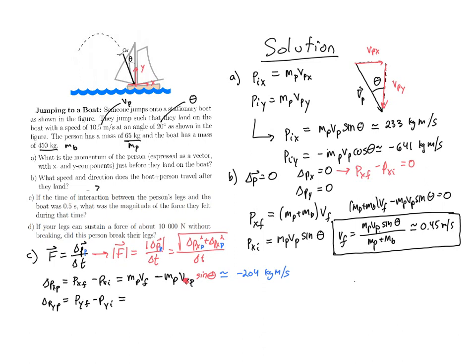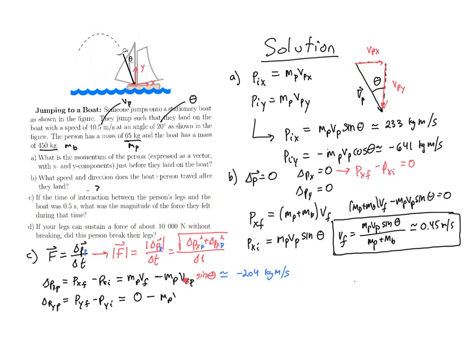Well, this isn't so bad because the final momentum of the person in the y direction is 0, because once the person lands on the boat, they're in the boat. Their momentum didn't go any further in the y direction. Of course, that's kind of an assumption because we're assuming the boat doesn't go into the water because the person landed on it, but it's a pretty fair assumption. So first thing we're going to do is get 0 for that, and then subtract out the initial momentum of the person, which is mp.